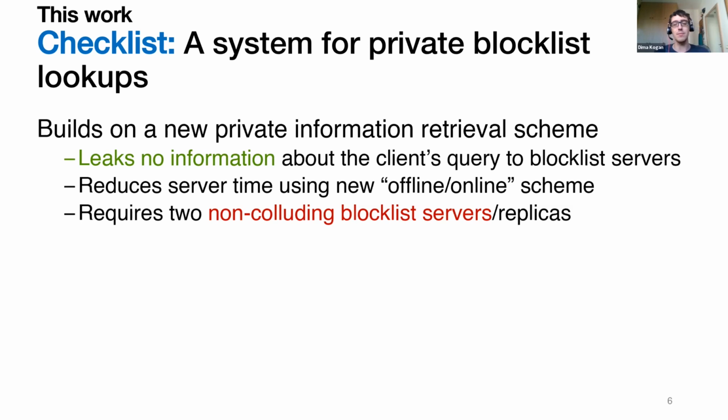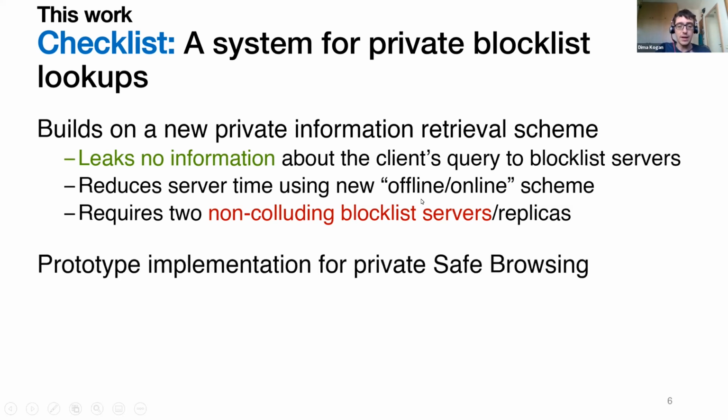I want to say that one main assumption or caveat in our system is that it requires 2 non-colluding block list servers, where each server holds a replica of the same block list. And crucially, the security requires those 2 servers not to collude. In practice, this means that the entities operating the servers should be maybe commercially competing companies, maybe Google operating one, and then Cloudflare or Let's Encrypt or some other organization operating the second server. And I'll also talk about our implementation of this blocklist lookup system within the context of Safe Browsing.